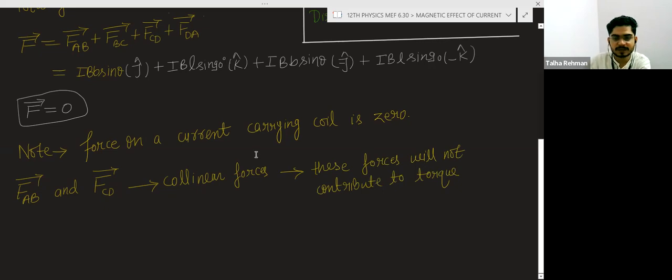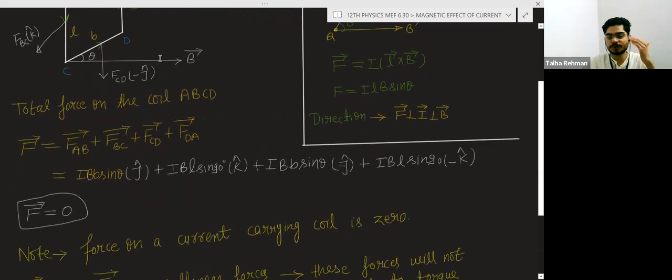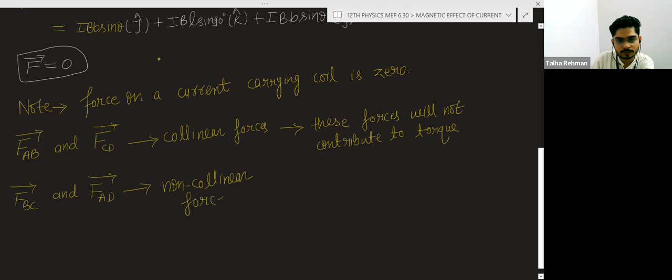Torque. But these forces, see here, one force is along, one force is outwards, another force is inwards. One force is outward, another is inwards, and the line of action of these forces is not the same. So FBC and FAD will contribute to the torque. FBC and FAD are non-collinear forces, and they will contribute to the torque. They will produce torque.